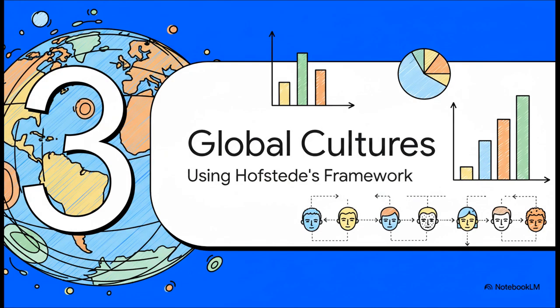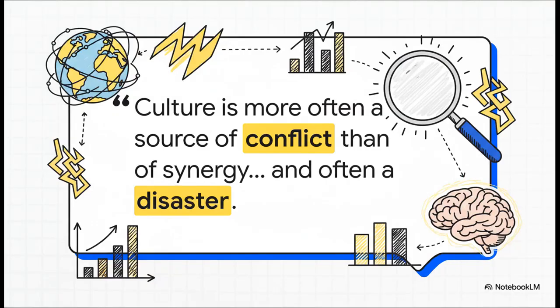Now for our third section, where we focus on what is often the most complex and tricky variable in international marketing: culture. How in the world can we systematically analyze something so nuanced? Well, we use a powerful analytical tool known as Hofstede's framework for cultural dimensions. This quote from the social psychologist Geert Hofstede really hits home, doesn't it? It highlights the critical challenge of culture.